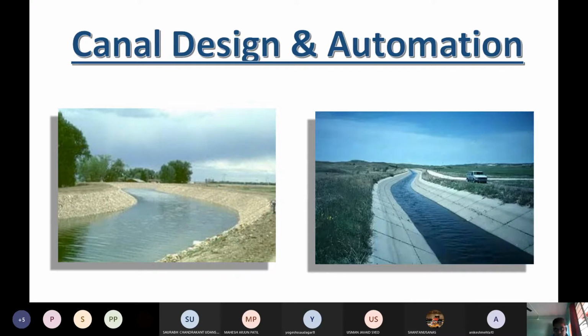You want to design the canal first according to the different inventors, just like Lacey's and Kennedy's theory. Also, the design of the canal for the alluvial soil and the non-alluvial soil is very important. How it is to be designed, and what are the design parameters you are going to consider.